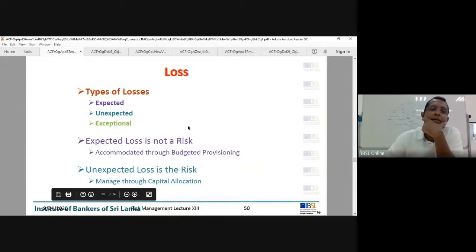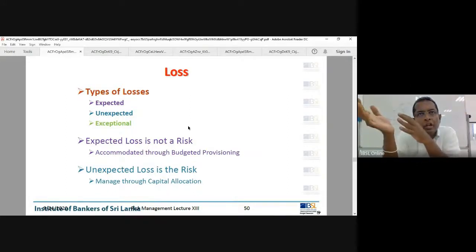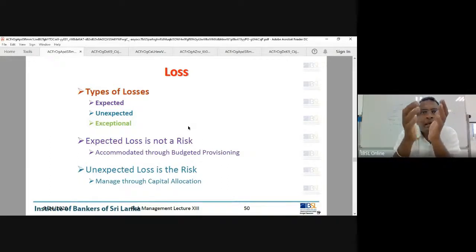We have different types of losses. We have expected loss, unexpected loss, and exceptional loss. I'll start with the exceptional loss. A tsunami is an exceptional loss. We don't know what will happen, we don't know whether it will happen like that, so you are not bothered about it. Then we have expected loss.